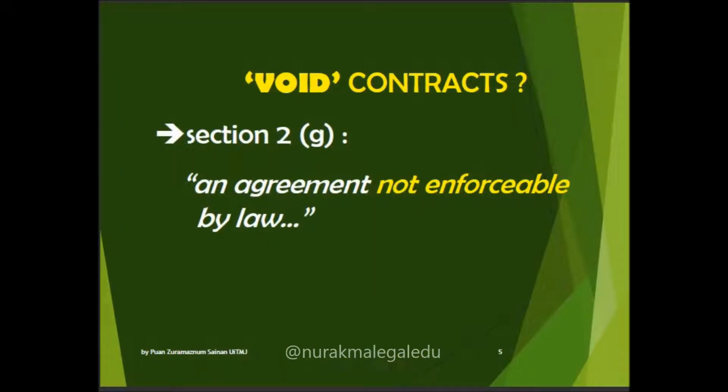According to section 2 subsection g of the Contracts Act, a void contract is an agreement which is not enforceable by law. Not enforceable by law means it is an invalid contract. Why is an invalid contract unenforceable? Because it's void. It's the same terms being used interchangeably. If you want to continue with the invalid contract and you suffer loss, you cannot bring the case before the court to claim remedies or compensation, because you dah rugi kan. So macam mana, how do you seek justice if the contract itself is void? Because void contracts are not enforceable by law.